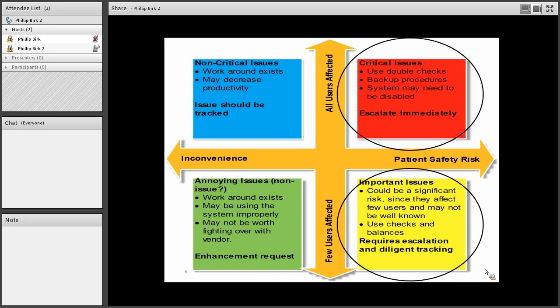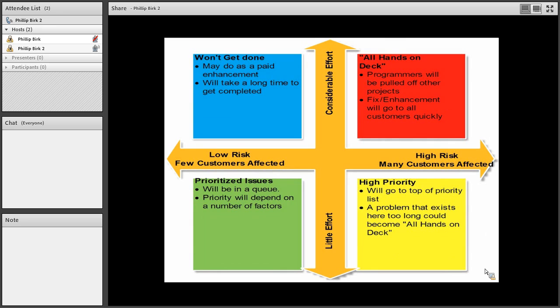But that doesn't mean that for non-critical issues or annoying issues, you don't do anything with them. These are things that you want to track and be able to look for enhancements on. But you don't want to necessarily be the boy who cried wolf, and every time there's a non-critical issue, run it up an escalation path.